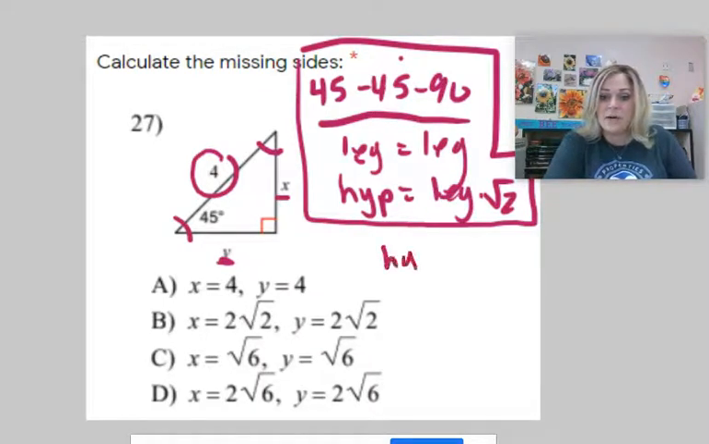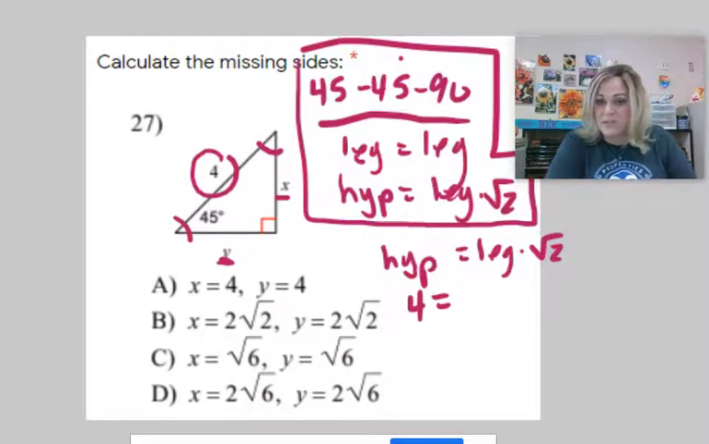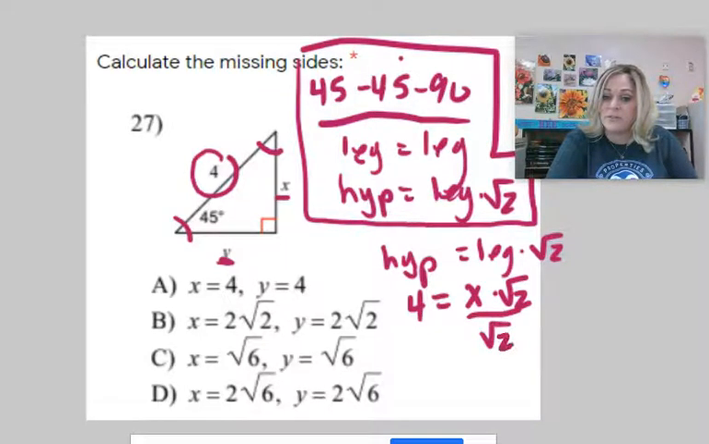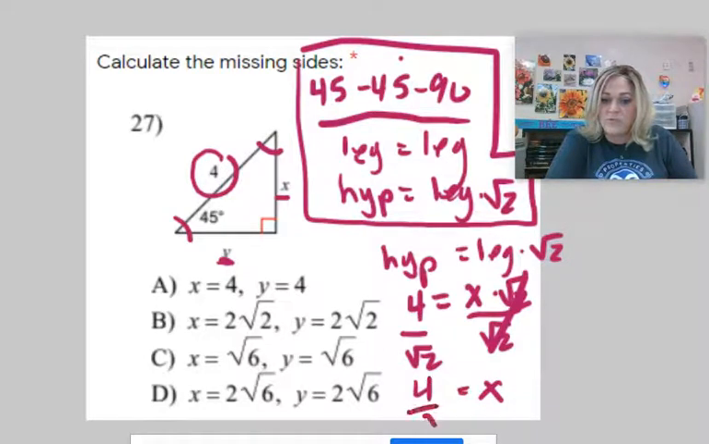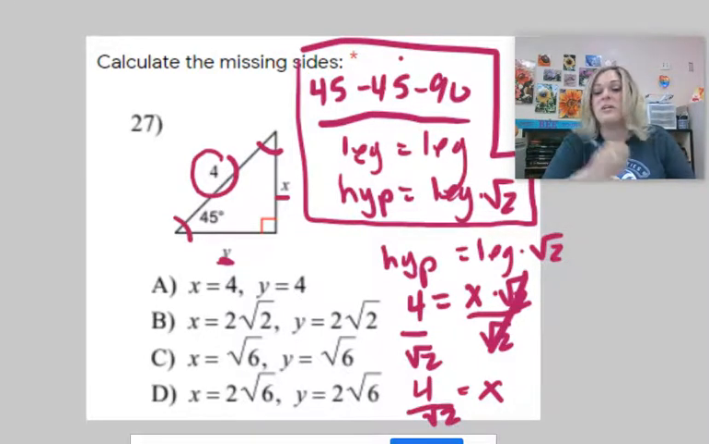So I'm going to take the hypotenuse equals leg times square root of 2 formula. And I know the hypotenuse is 4. The leg is X or Y, so I'm just going to say X times square root 2. I need X by itself, so I'm going to divide by square root 2 on both sides. I get X equals 4 over square root 2, which is not allowed. You're not supposed to have any kind of radical or square root on the denominator.